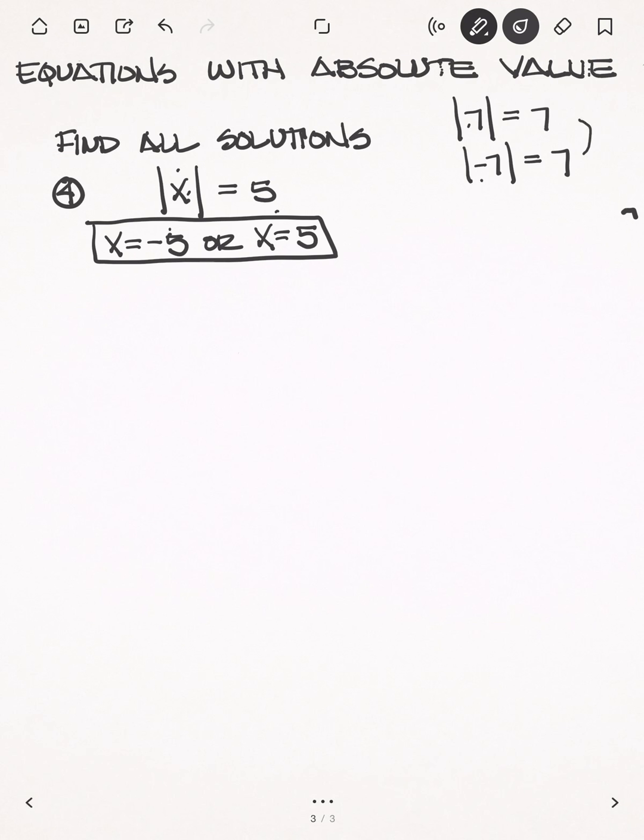Well, let's try another one. Number 5. What if you have the absolute value of x is equal to 124? What can I take the absolute value of and get 124? Well, I would say x equals negative 124 or x equals a positive 124.